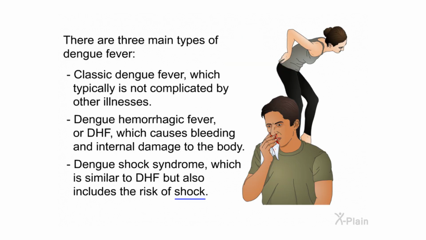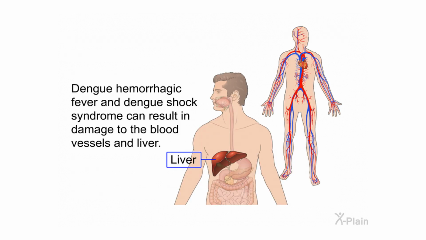There are 3 main types of dengue fever. Classic dengue fever, which typically is not complicated by other illnesses. Dengue hemorrhagic fever, or DHF, which causes bleeding and internal damage to the body. Dengue shock syndrome, which is similar to DHF but also includes the risk of shock. Dengue hemorrhagic fever and dengue shock syndrome can result in damage to the blood vessels and liver.